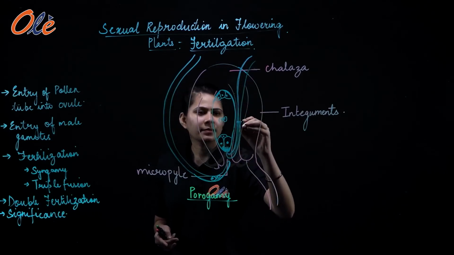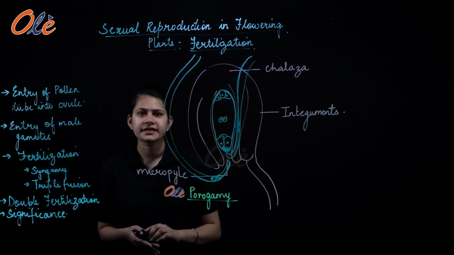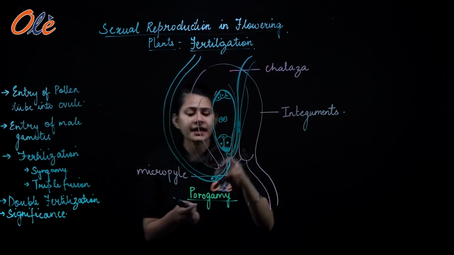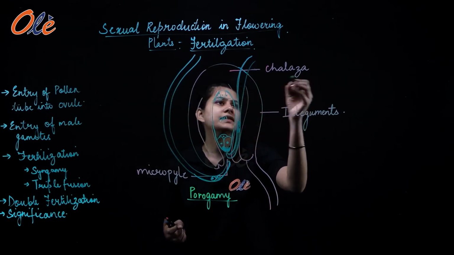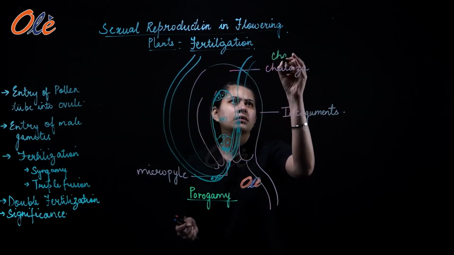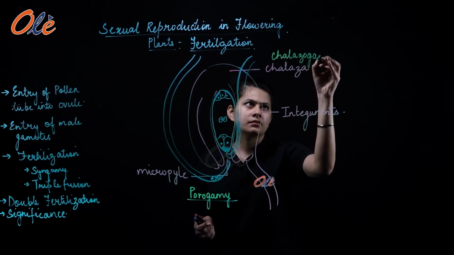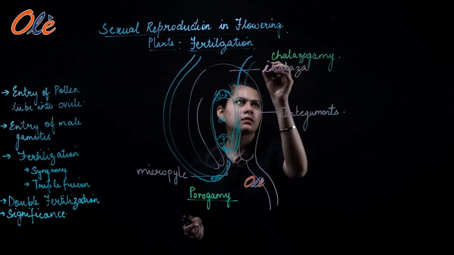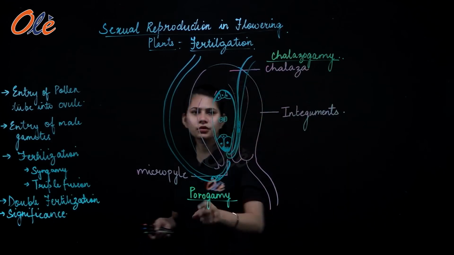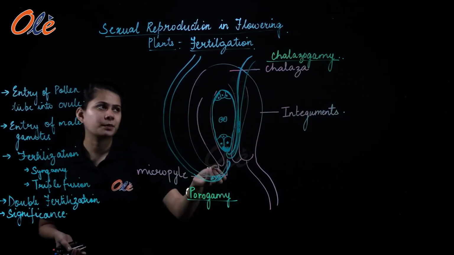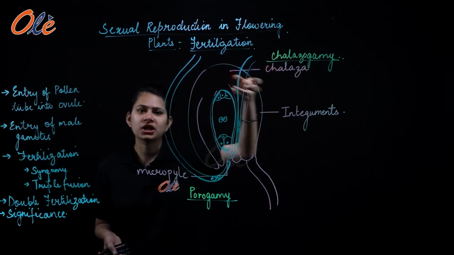Right? And it will be carrying the two male gametes obviously along with it for fertilization to be accomplished. So this kind of entry from the chalazal side is called chalazogamy. Right? So porogamy from the pore side or the micropyle side, chalazogamy from the chalazal side.